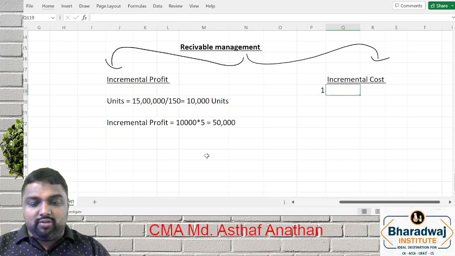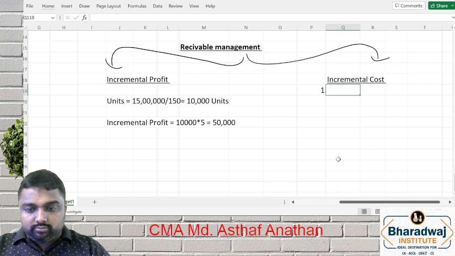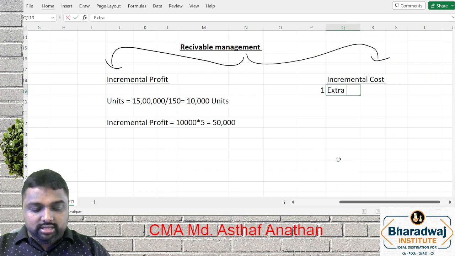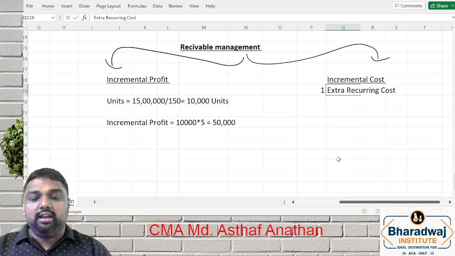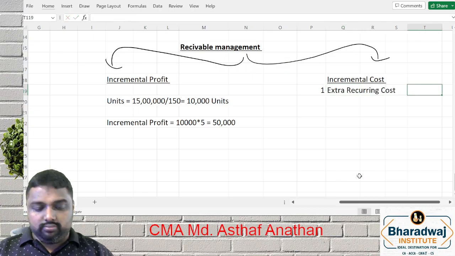We'll go for one cost. They have mentioned one cost called recurring cost. What is the extra recurring cost? What is extra recurring cost, my dear friends? Extra recurring cost is 5,000.